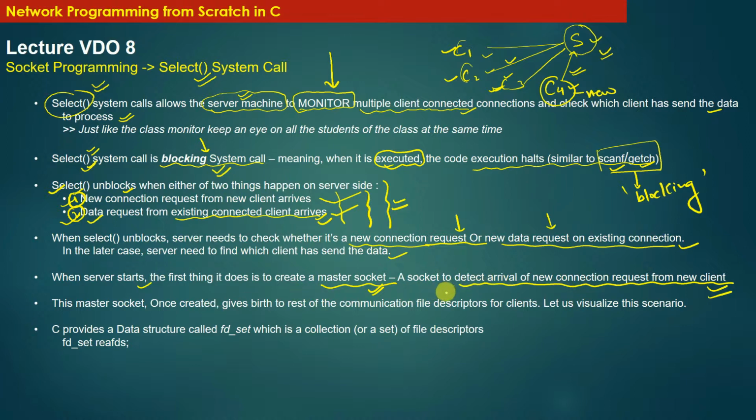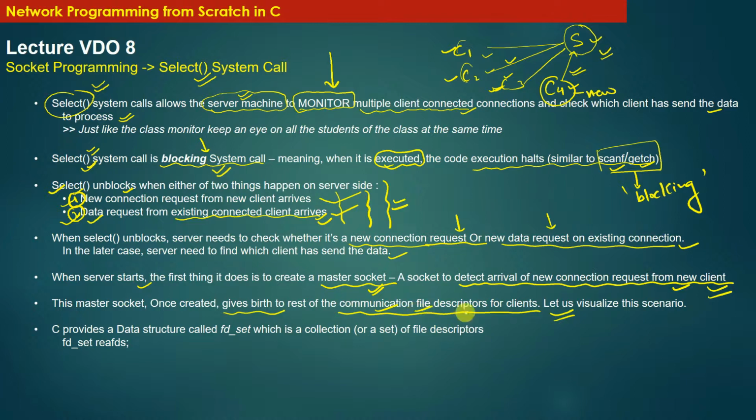So the master socket file descriptor is not used for detection of data requests from existing clients, but it is used for detection of new connection requests from new clients. The master socket, once created, gives birth to the rest of the communication file descriptors for clients. We will discuss this scenario: what it means that the master socket file descriptor gives birth to the rest of the communication file descriptors for clients.